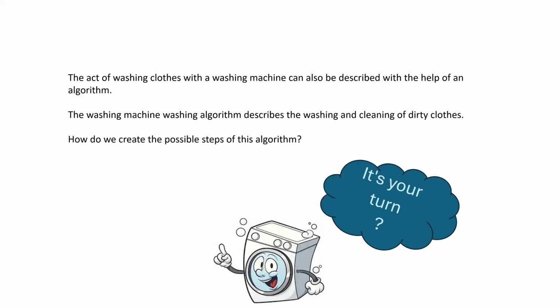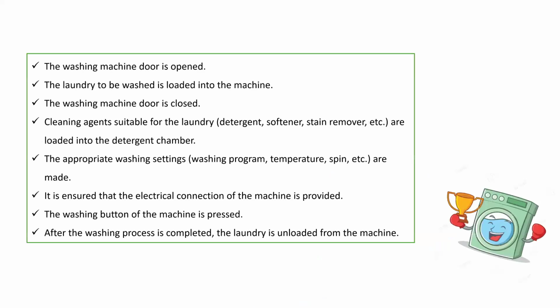After the class, try to create these example results on your own. For example, the act of washing clothes with a washing machine can also be described with the help of an algorithm. The washing algorithm describes the washing and cleaning of dirty clothes. How do we create the possible steps of this algorithm? Try to solve it with your own algorithm and then compare with my algorithm. So here is my algorithm.